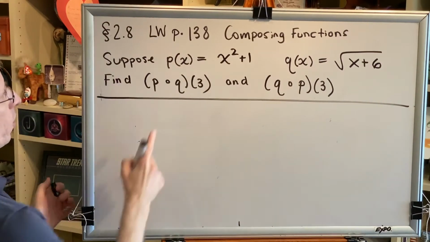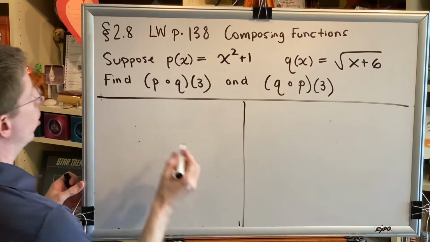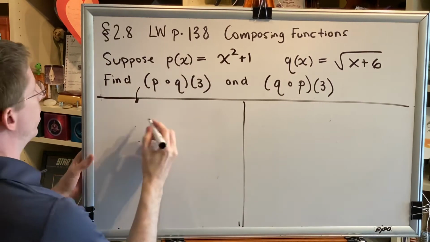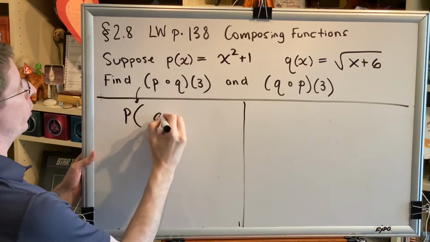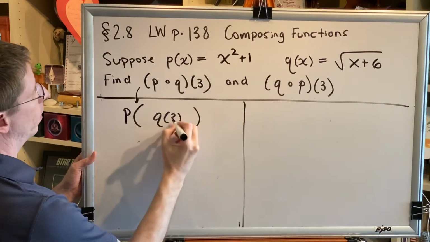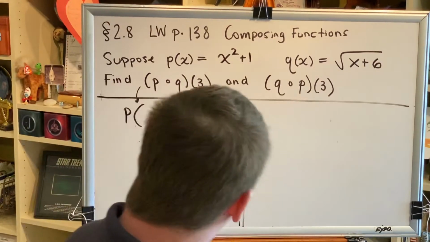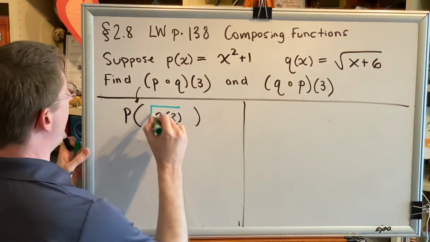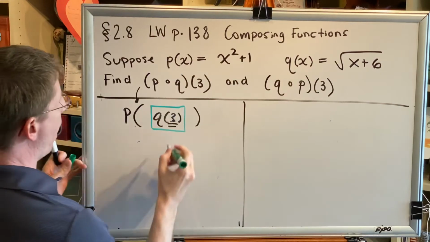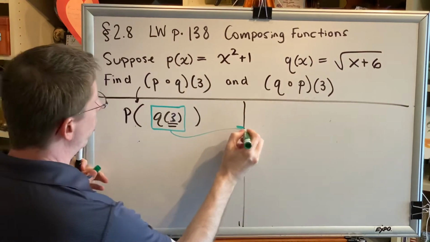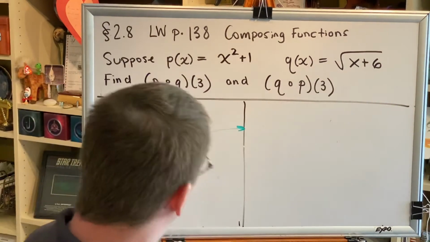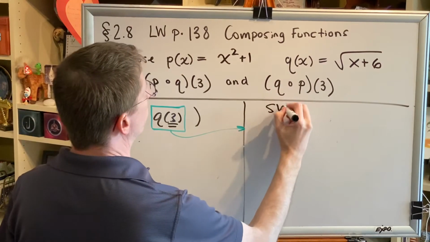Okay, let's start with the first one. Let's rewrite this using our definition. This is the same thing as p of q of 3. The input is a number, and therefore we work from the inside out. We need to figure out what is q of 3. We'll do that in our side workspace.